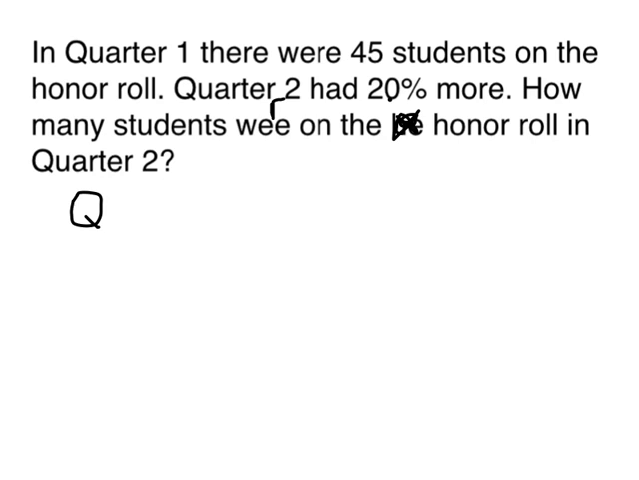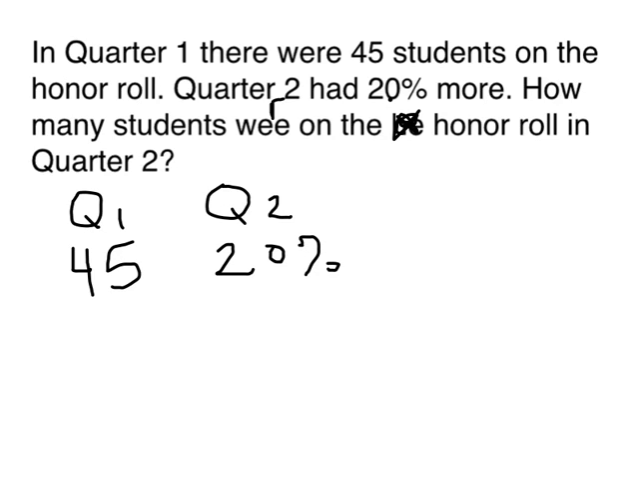Well, I know quarter 1 had a specific number. We had 45. Quarter 1 had 45, and we know quarter 2 had 20% more. So I want to know what is 20% more than 45, or in other words, what's 120% of 45.